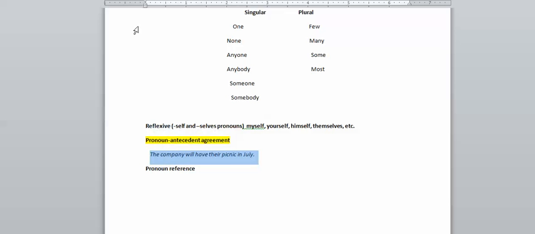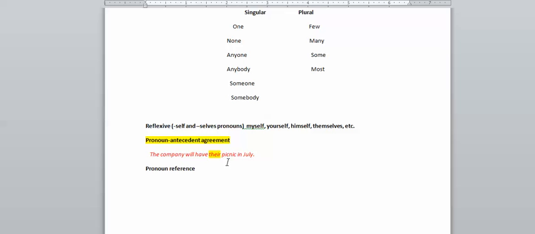You can see it right here. And the sentence says, the company will have their picnic in July. Now, if you've gone to EnglishClub.com and looked at some of those tables of pronouns that they have there, you'll find that there's this thing called a possessive pronoun. It's as its name implies, a pronoun used to show possession of something. And here's an example right here, the word their. The word their in this sentence possesses picnic. Whose picnic? Their picnic, right?